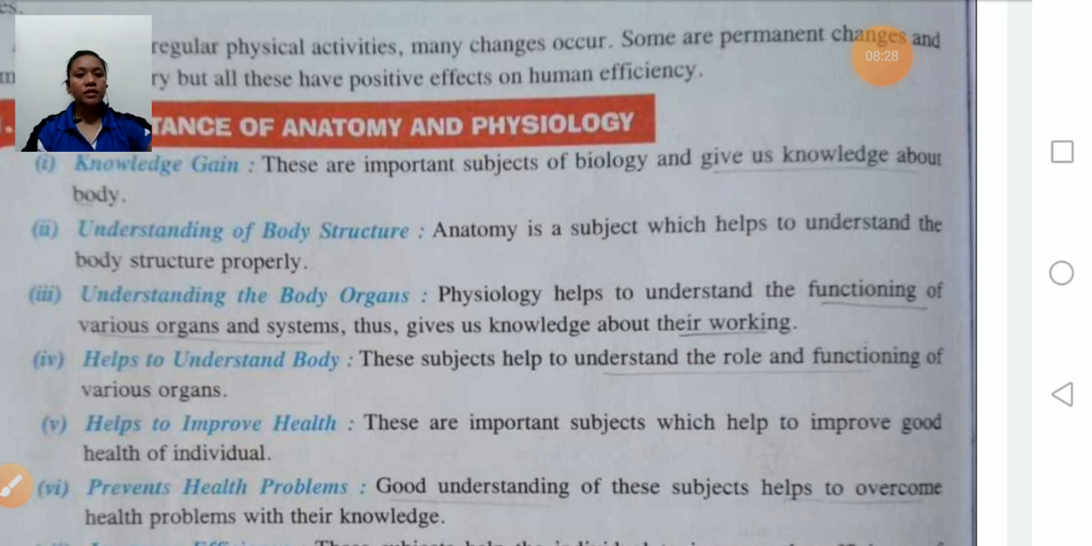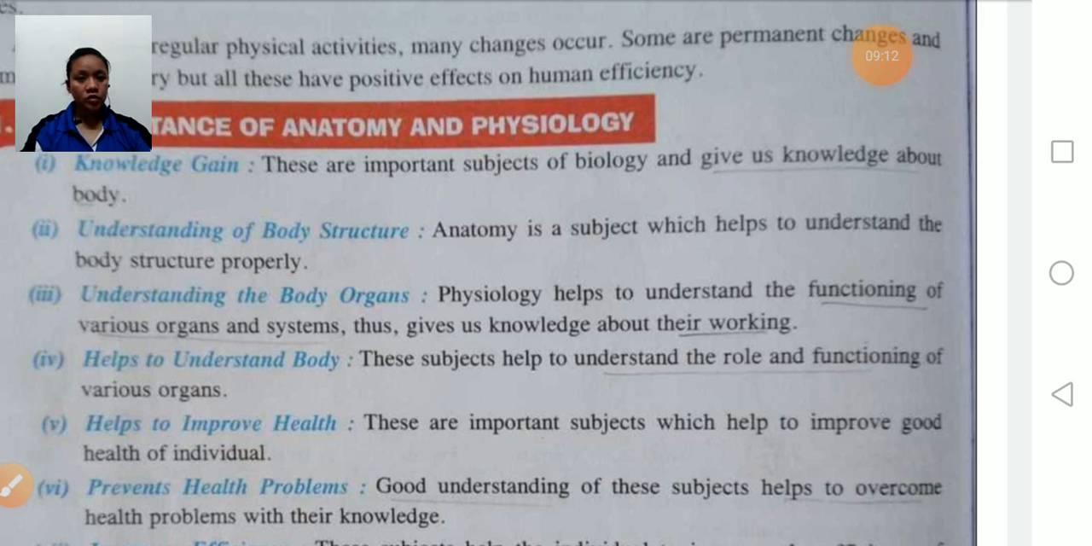Understanding the body organs. Physiology helps to understand the functioning of various organs and systems, how our different organs function, and what their effects are. Anatomy and physiology help to understand the role and functioning of various organs and systems, thus giving us knowledge about their working, helping in understanding the body.